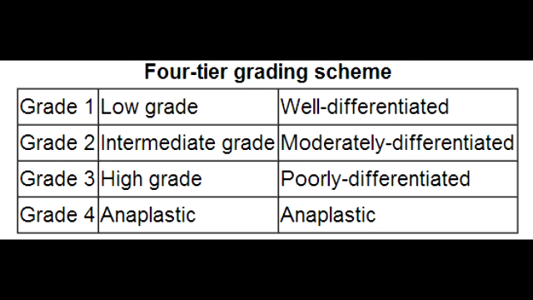What does grade 4 high grade indicate? The grade 4 high grade indicates that it's poorly differentiated. That means it's more chaotic and it's anaplastic. Does the grade of a tumor or the stage of a tumor have more prognostic value?